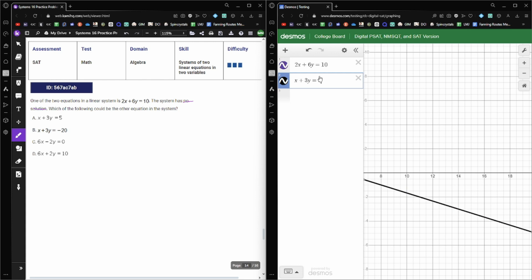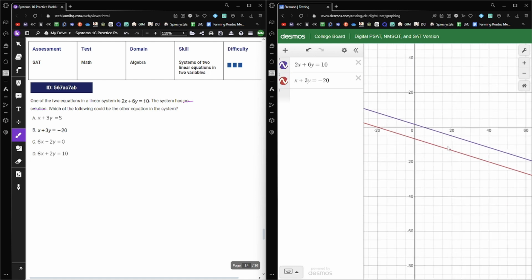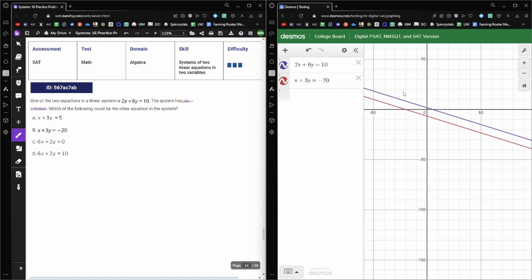x plus 3y equals 5. This one has infinitely many solutions, so no. x plus 2y equals -20. Oh shoot, this one might be it. Okay, that's looking pretty good. I think this is actually our answer. I'm gonna check the rest though, just to be sure.